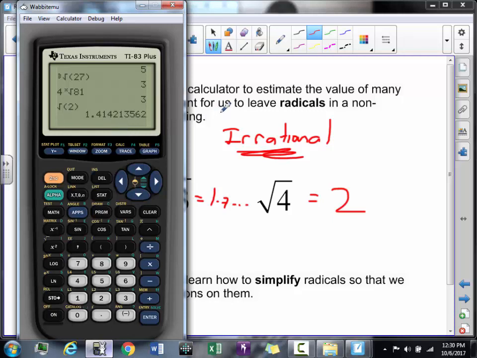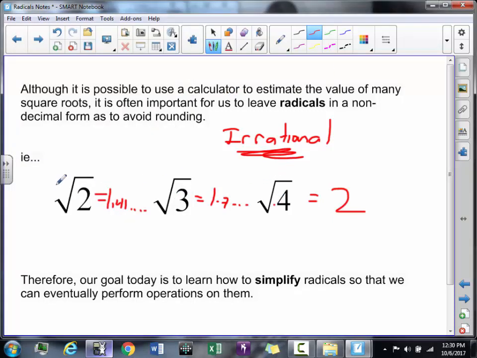Okay. One thing that I want to impress on you guys here, do not give me the rounded decimal number. There's almost no use for it. Most of the time, what we'd really like to do is just leave it as root 2. Leave it as root 3.